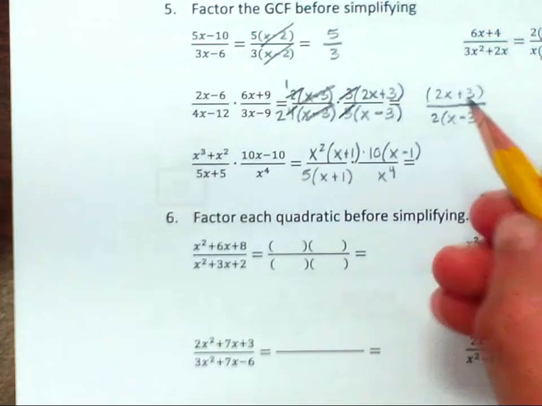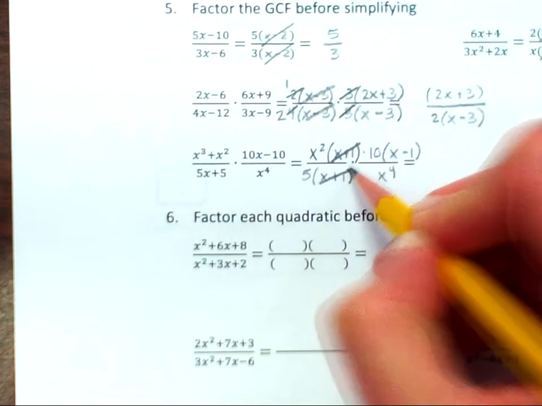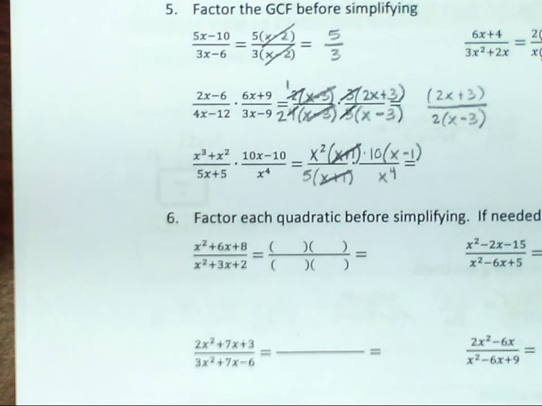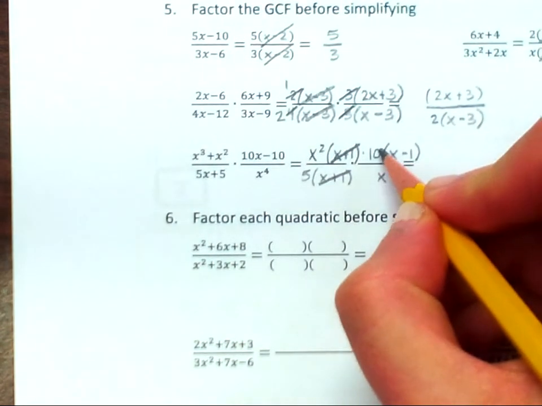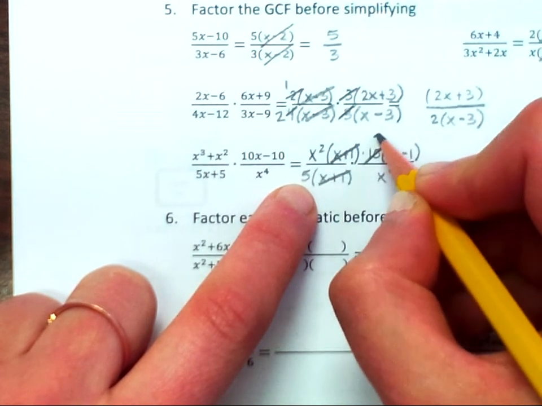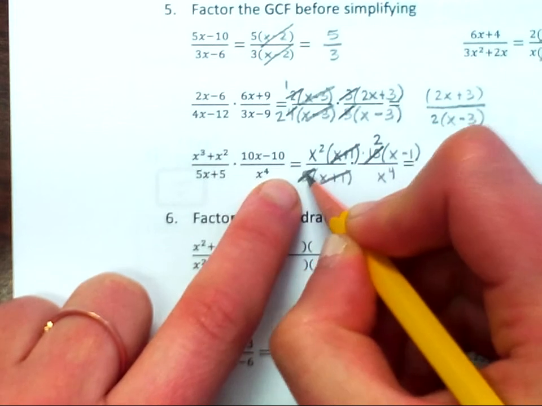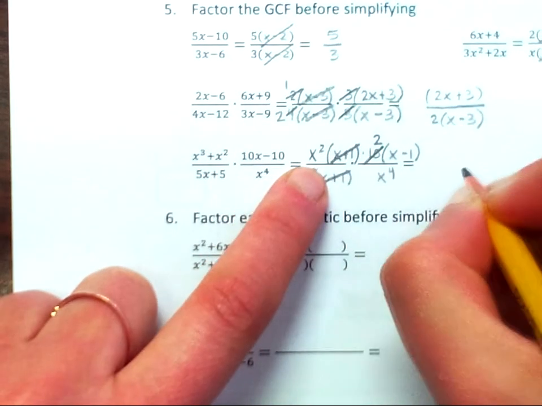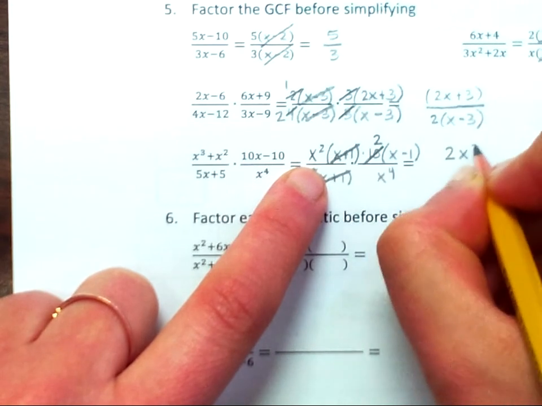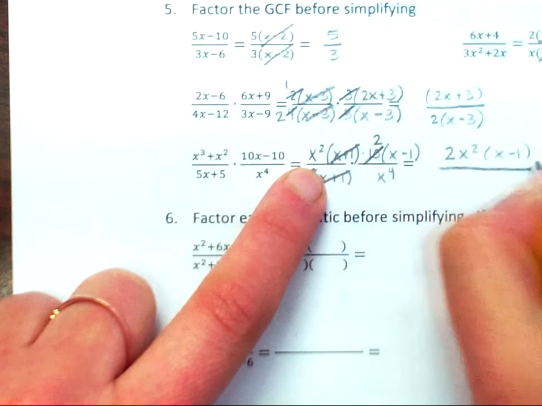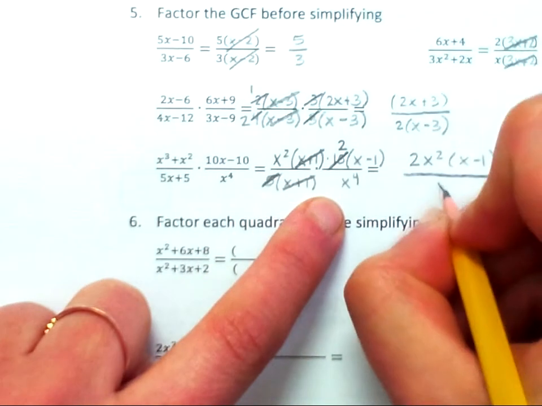Okay, so I'm going to go ahead and cross out this x plus 1 and this x plus 1. I'm going to think of this 10 as 2 times 5 because I have a 5 down here, which means I can cross this out and make it a 2 and cross out this 5 completely because this 5 canceled out a factor of 5 here. And then I'm going to rewrite. So I have 2x squared and an x minus 1 in parentheses over x to the 4th.